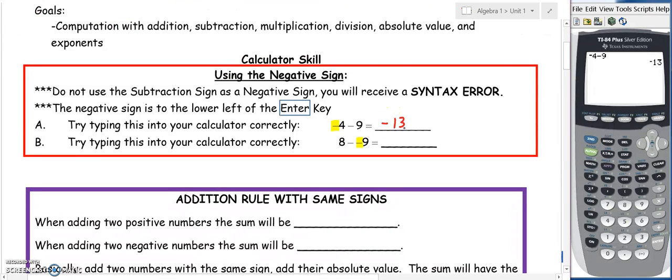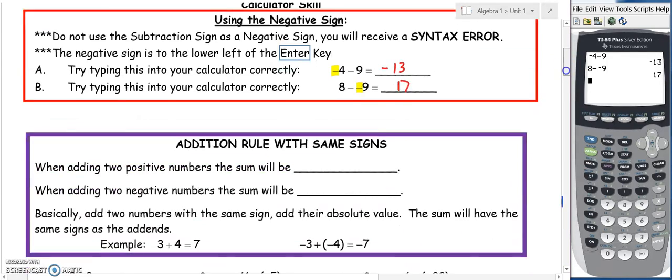The next one, B. Now, this sign right here is between the two numbers, so it's going to be our subtraction. So 8 minus, there's another subtraction sign, which is actually going to be the negative this time, -9. And we should get our final answer is 17. So as we keep going with rules about operations, we'll see why those answers came out the way they did with positive and negative signs.